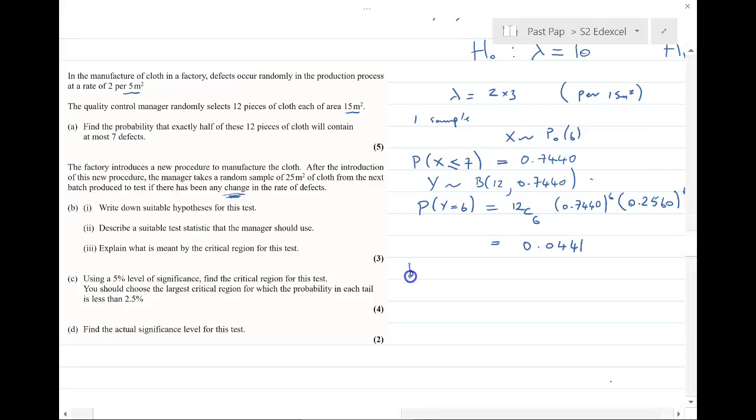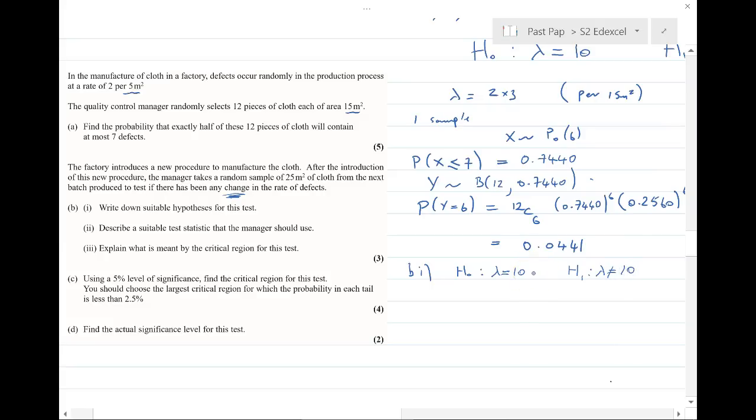Well, that's just writing down H0 is that lambda equals 10. There is some flexibility, I'm regarding lambda per the 25 meters squared, and H1 is lambda not equal to 10 because it's a two-tailed test.